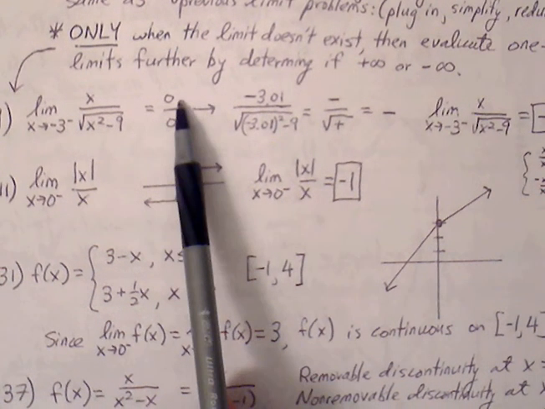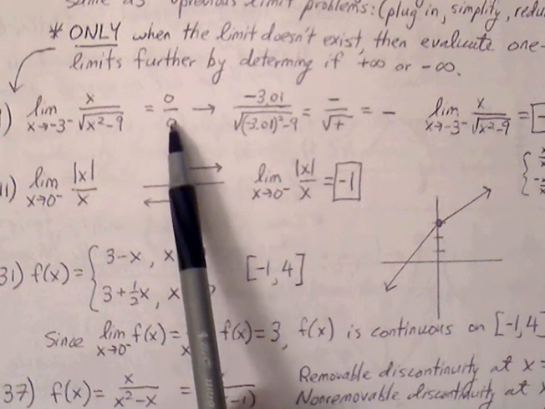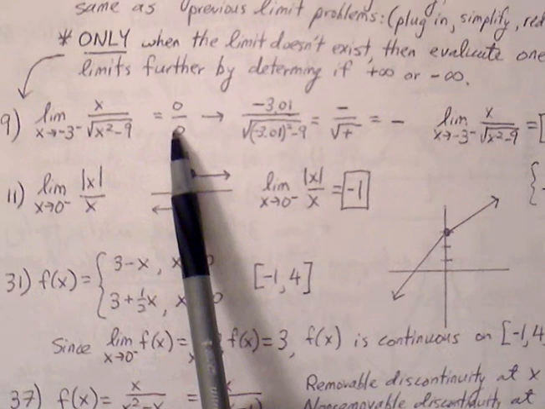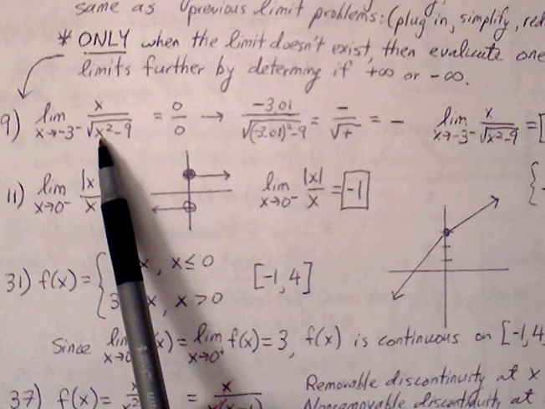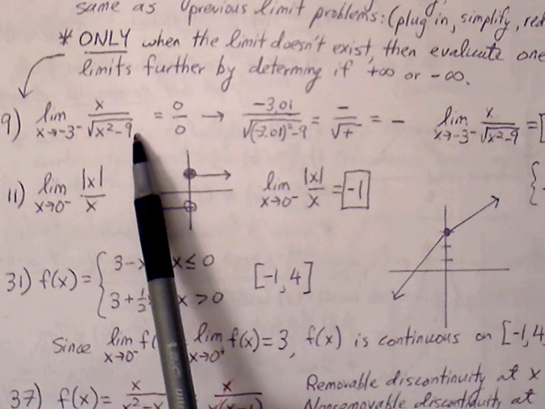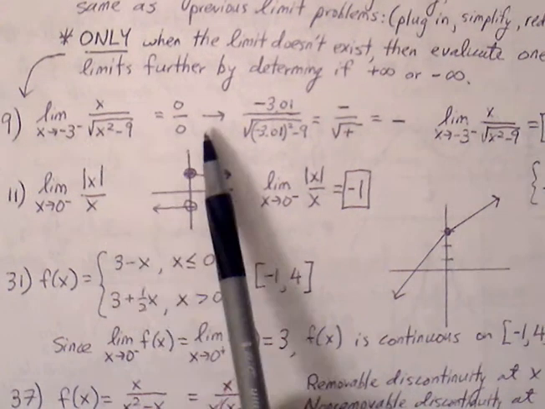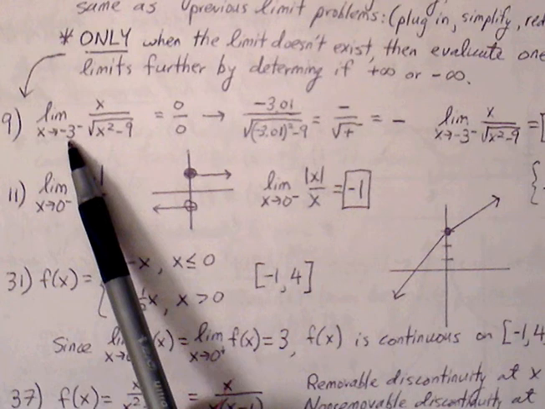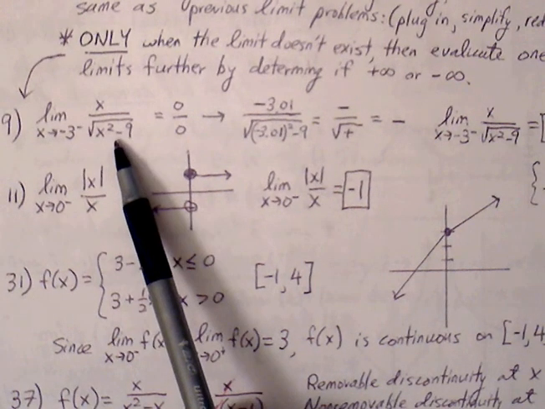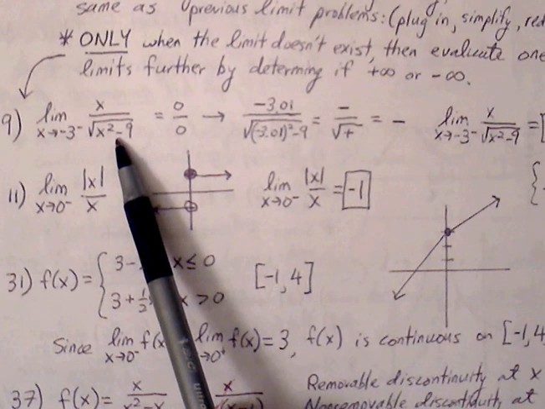Now 0 over 0 tends to mean that we can factor out a little further and simplify, but in this case, root x squared minus 9, we can't find any common factors to cancel out, so we're going to resort to determining what type of or where the graph is heading, because we see that this might be a vertical asymptote.